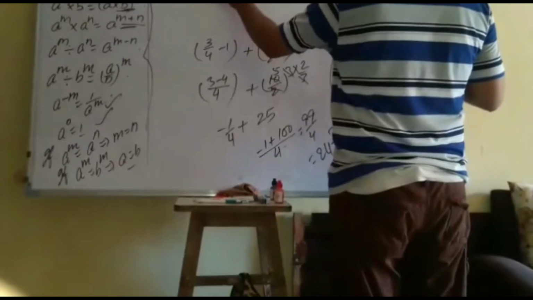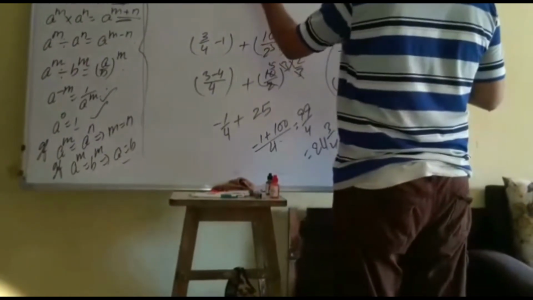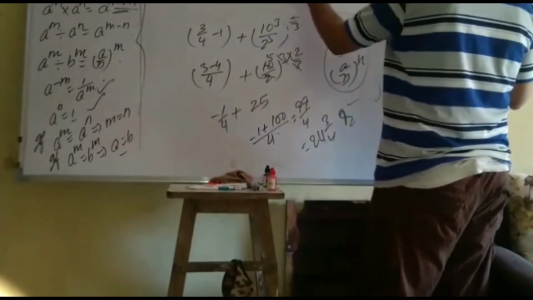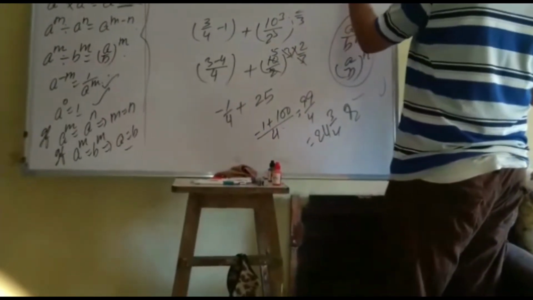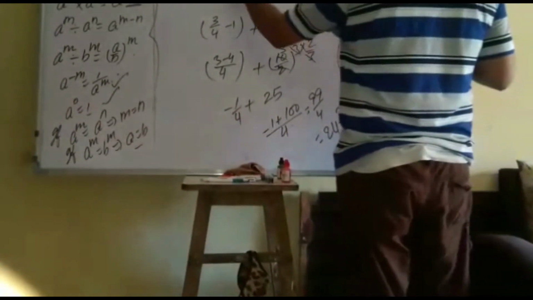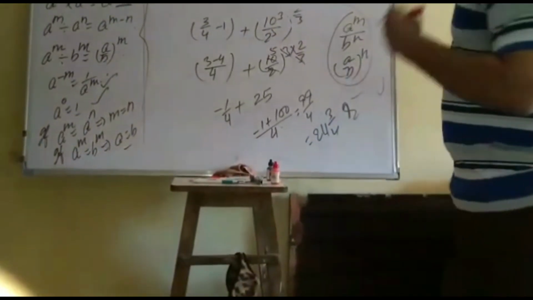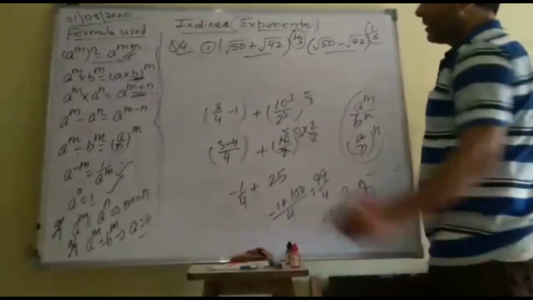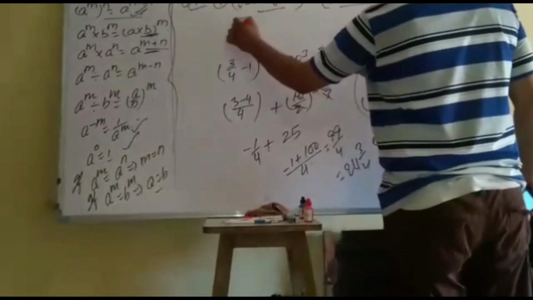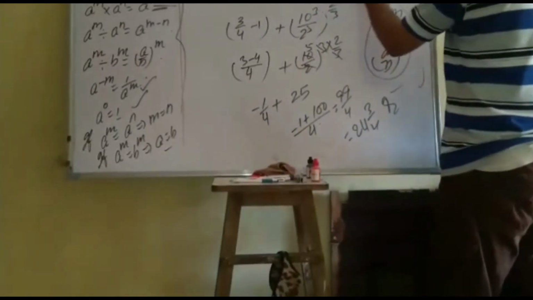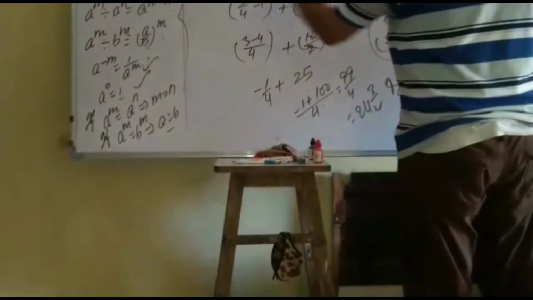(Root 50 plus root 42) raised to power 1 by 3 times (root 50 minus root 42) raised to power 1 by 3. Okay, so now you can see one more thing. Look, the power is the same here, but the base is different. So can I write it like this? (Root 50 plus root 42) into (root 50 minus root 42), whole raised to power 1 by 3.